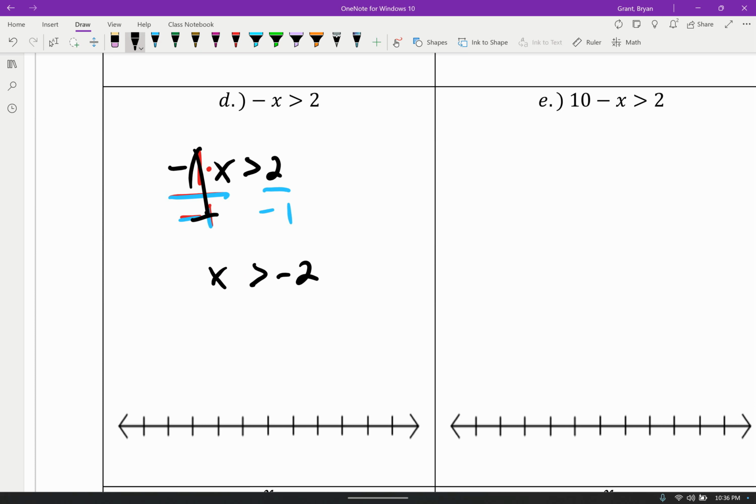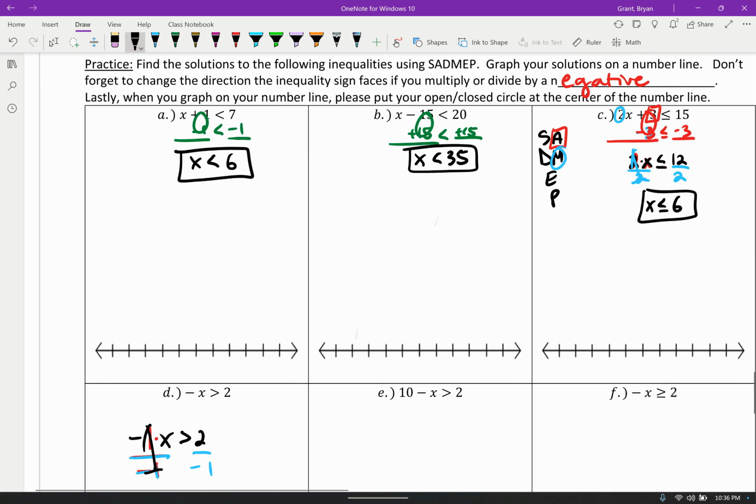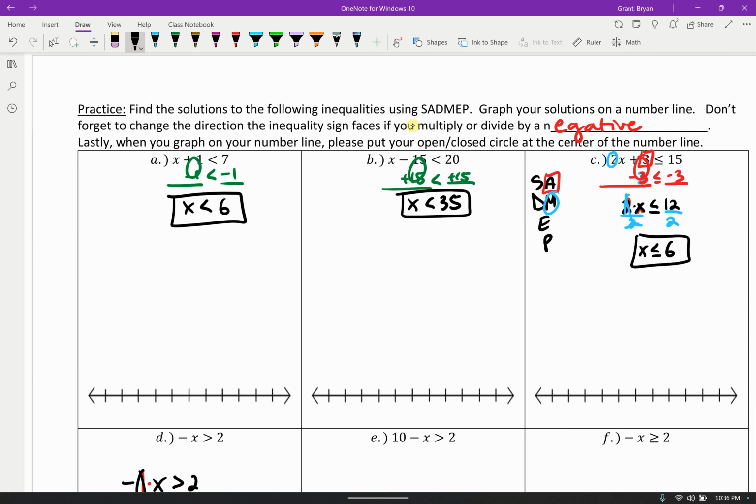Hopefully you felt the awkwardness in that silence because there's something we missed here. Let's go back to the beginning. It says, if you multiply or divide by a negative, change the direction the inequality sign faces. Oh my gosh, I might have forgotten about that all the way through.